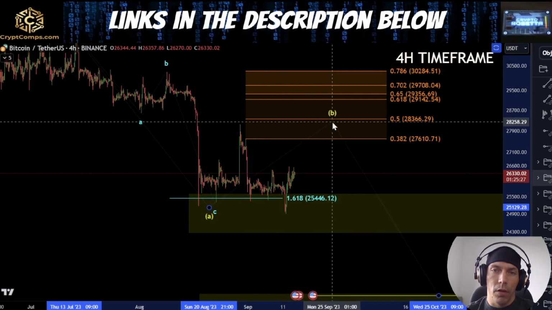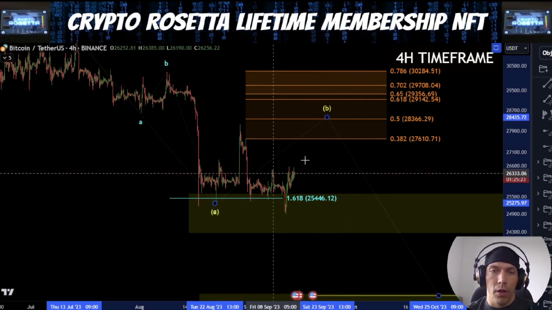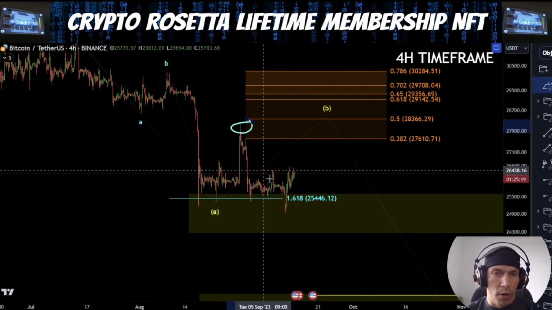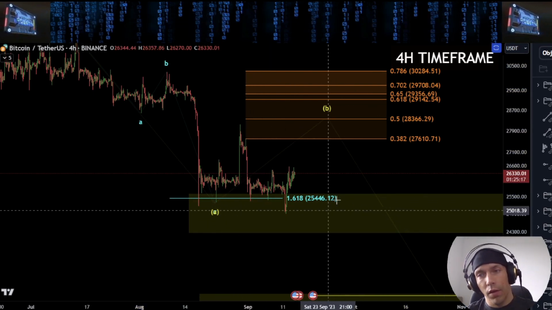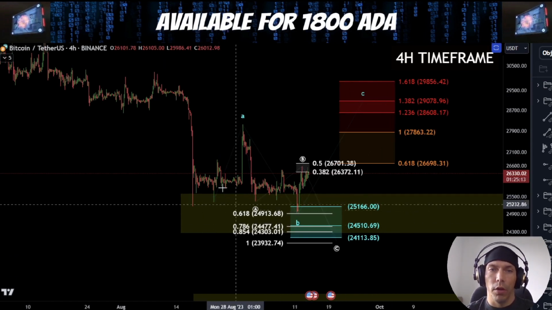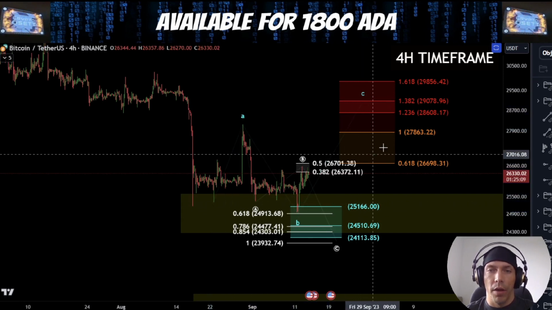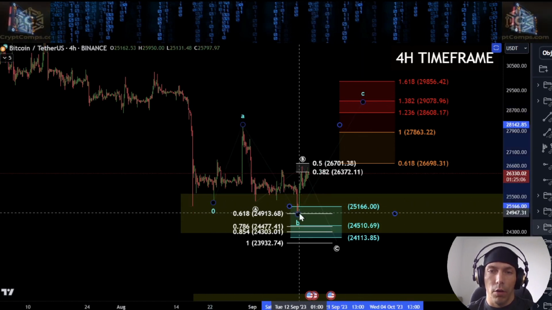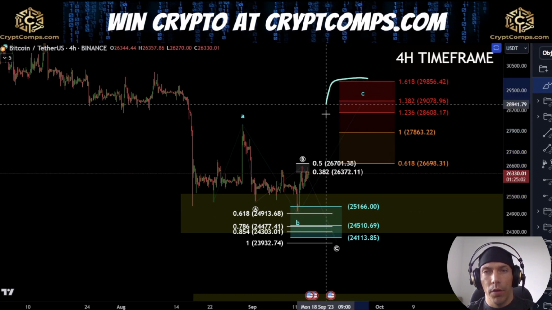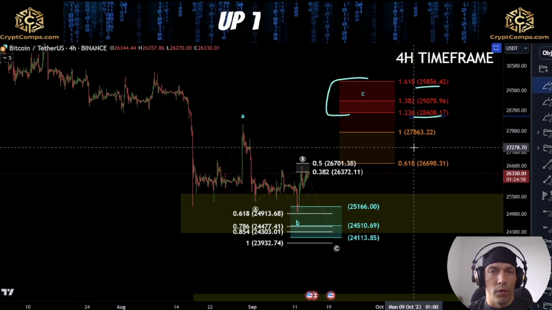Now, within this idea, what we'd be saying is that we're actually looking for a bigger corrective structure here to the upside. It is possible that we could complete here, but this will be covered by one of the other counts. So in this case, what I'm looking for is the possibility we could still be looking for a bigger flat correction here in this bigger A, B, and C pattern. Now, given the current low that we've got here, our typical target for a flat would actually be up here towards this 29,856 to this 28,608 level.